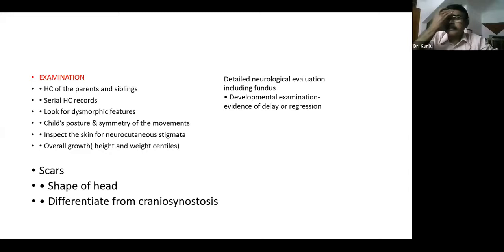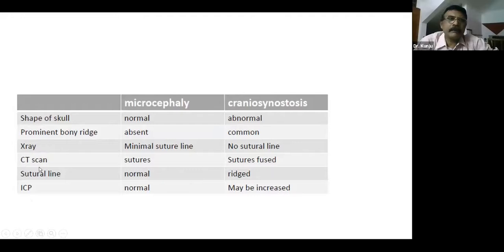The only thing is that the fused suture will be showing ridging, and later when all the sutures are closed, you get a pterycephaly like thing, but later they can develop an increase in intracranial pressure because of the crowding. The shape of the skull will be comparatively normal in microcephaly, other than the receding forehead, but it will be abnormal, plagiocephalic in craniosynostosis, or a prominent bony ridge, as I have mentioned, to be seen in craniosynostosis. But certain acquired microcephalies I have seen, I'll be discussing that later. Then on X-ray, minimal suture line will be there, but no suture line will be seen in craniosynostosis, but open sutures will be seen, depending upon which suture is prematurely closed.